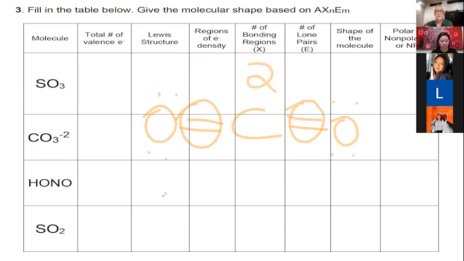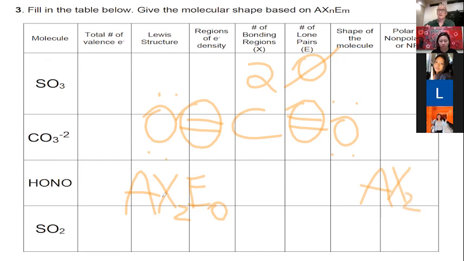And how many lone pairs does the carbon have? None, right, it doesn't have any. Carbon rarely has lone pairs, almost never. And so that would be AX2, two bonding regions and no lone pairs. So we look up AX2, and that is linear.